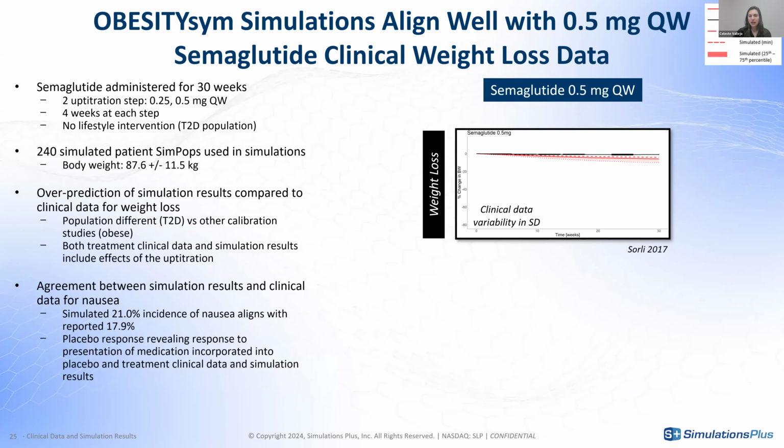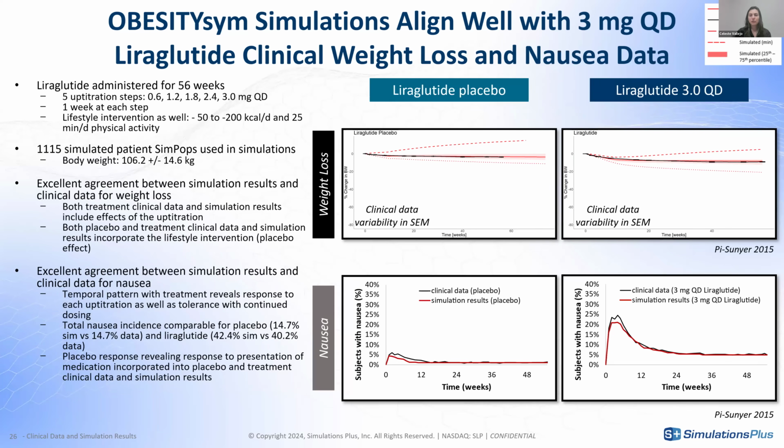And then if you go to the next slide, we were also able to look at a study of liraglutide in obese patients. So in this study, liraglutide was administered over 56 weeks, again, 5 dosing up titration steps, and then this lifestyle intervention. The study had a placebo group as well, and then a group that was administered the drug. So the placebo group had just the lifestyle intervention, whereas the group that was dosed the drug had the drug in combination with the lifestyle intervention.